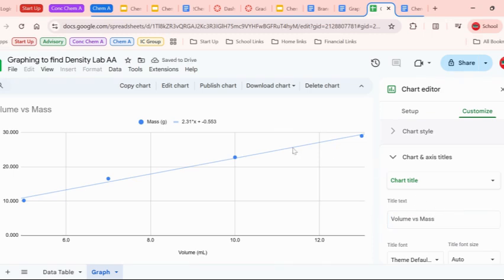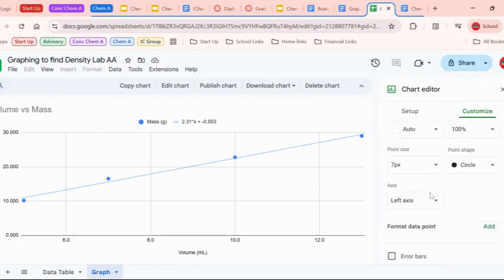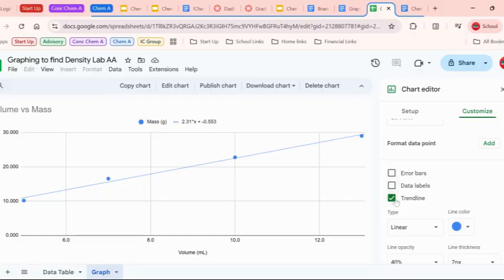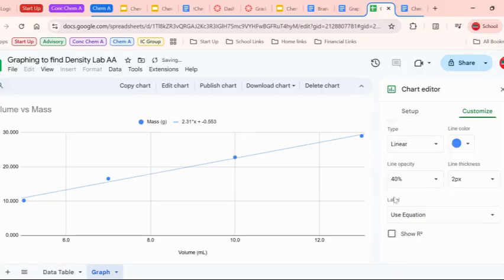Now, the only other thing you need to do to your graph is make this line. I will already have that set for you, ladies and gentlemen. You do not need to worry about it. This blue line here is what we call a trend line. The way I got it in is I hit Series. Again, I'm under Customize. I hit Series, and I go down to here, and I added a trend line. I make it disappear. I make it appear.